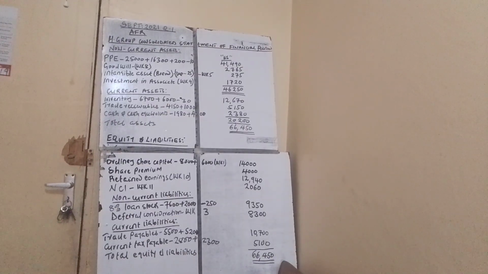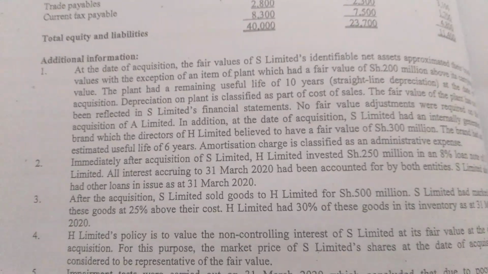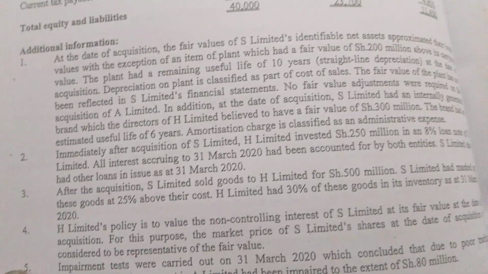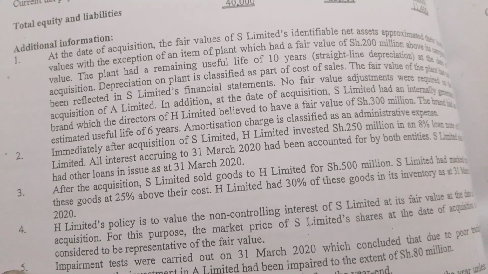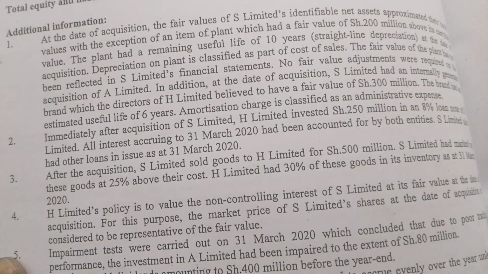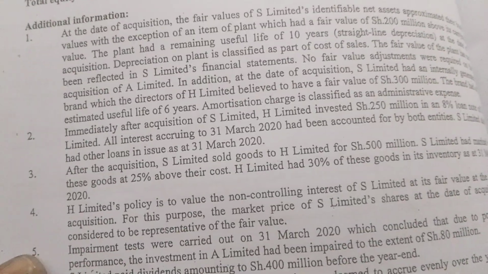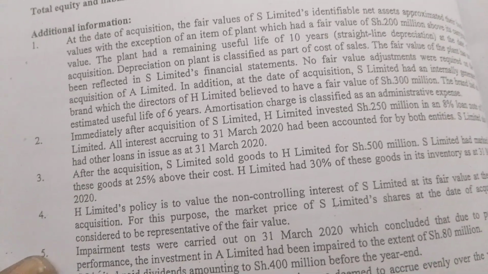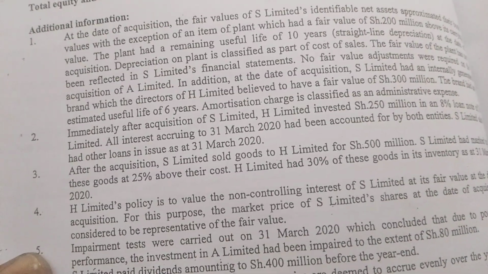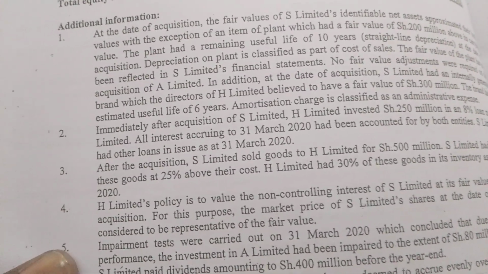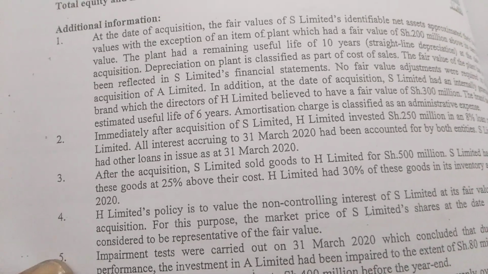That is done. I will move to another point, and that is point number 2. What were you told in point number 2? Immediately after acquisition of S Limited, H Limited invested shillings 250 million in an 8% loan note of S Limited. All interest accruing to that 1st March 2020 had been accounted for by both entities, and there were no other loans in issue as at that 1st March 2020.